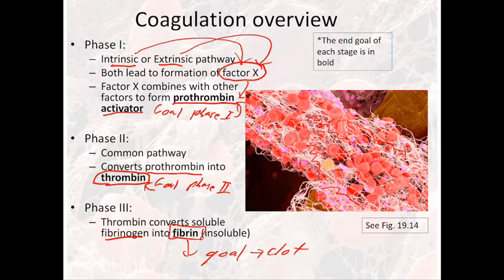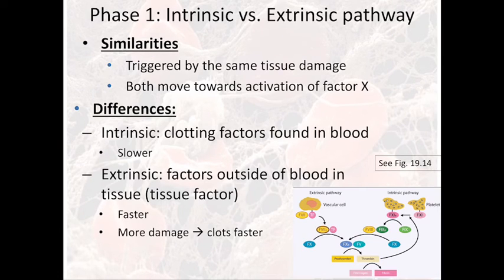Okay, so let's take a look at each of these phases with a little bit more detail. Let's start with phase 1. Again, there's intrinsic and extrinsic pathways for phase 1, so 2 different ways to do this. The ways that they're similar is they're both triggered by tissue damage. So when tissue damage occurs, that starts this whole process. That is the activator of phase 1. They both move towards the formation of factor X, like we already talked about.